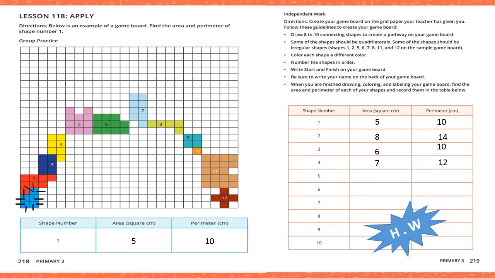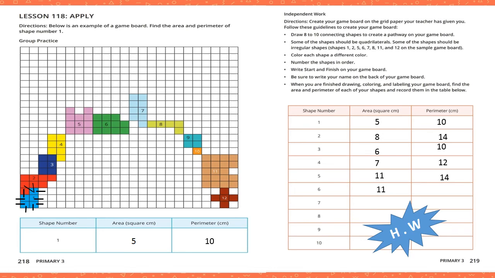Shape number 5. The area equals 11. I will count how many units inside the shape. What about the perimeter? The perimeter equals 14. I will count how many units around, or outside, the shape.